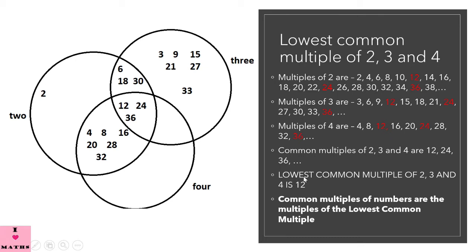And obviously, the lowest common multiple of 2, 3, and 4 is 12, because 12 is the lowest in the list of common multiples. And again, common multiples of numbers are the multiples of the lowest common multiple. See here also, this is the list of common multiples. So 12 ones are 12, 12 twos are 24, 12 threes are 36, and so on.